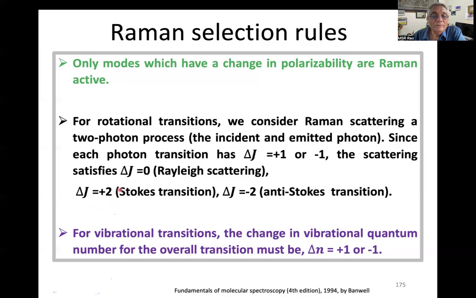Now, delta J equal to +2 is the Stokes transition. Delta J equal to -2 is the anti-Stokes transition. For vibrational transitions, the change in vibrational quantum number for the overall transition must be delta n equal to +1 or -1.